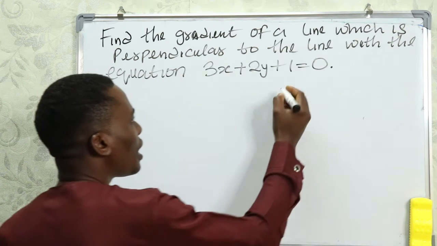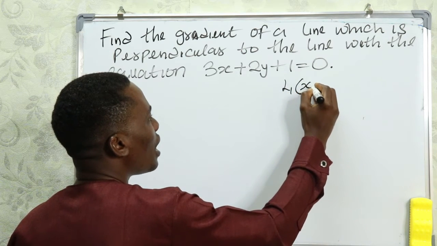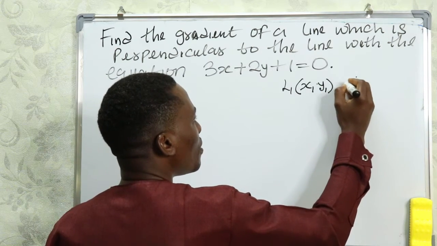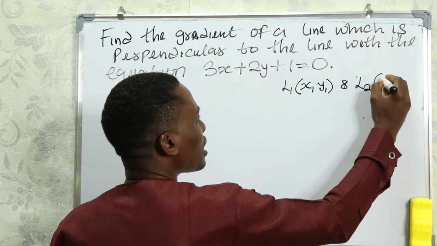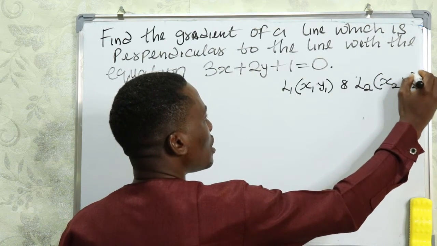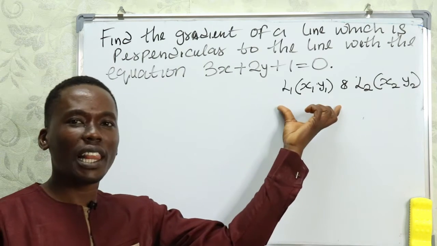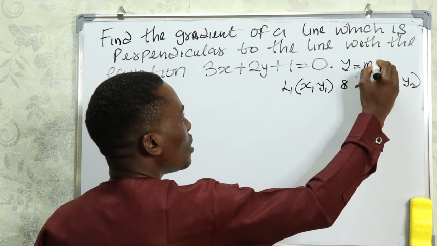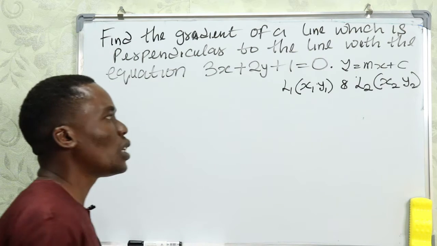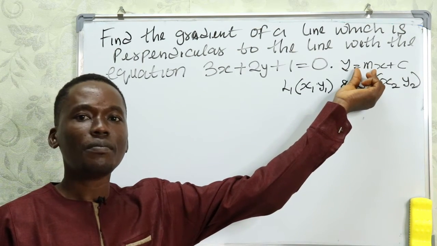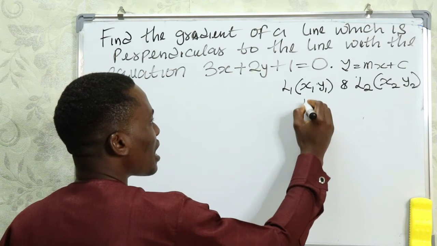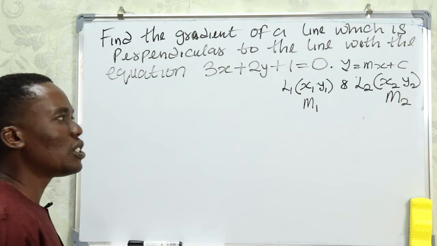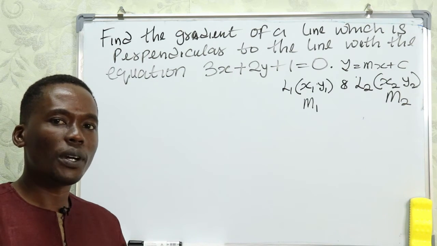If you have a line L1 with coordinates x1 and y1, and a line L2 with coordinates x2 and y2, these are two different lines, and they will definitely have different equations, the equation of a straight line with their gradients. So if we say this line has gradient m1 and this line has gradient m2, take note of something very important.